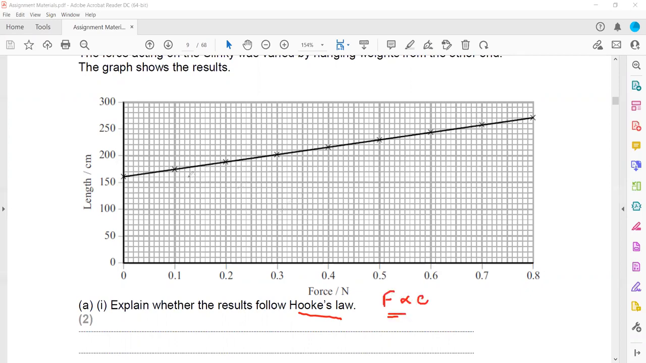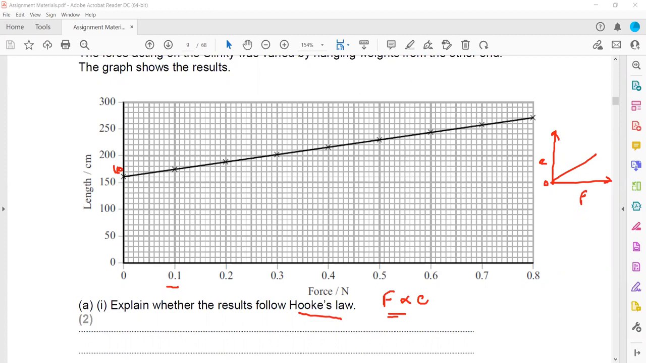So what you have to check is, if this was a graph for force and extension, then it should be a straight line passing through the origin. As the length is increasing, the extension will also increase. Here, each box is representing 10. So this is 160, the length is 160. When the length is 160, extension is 0. But when we apply a force of 0.1, it becomes about 170, then about 180, 200. So as we increase the force, the extension is also increasing.